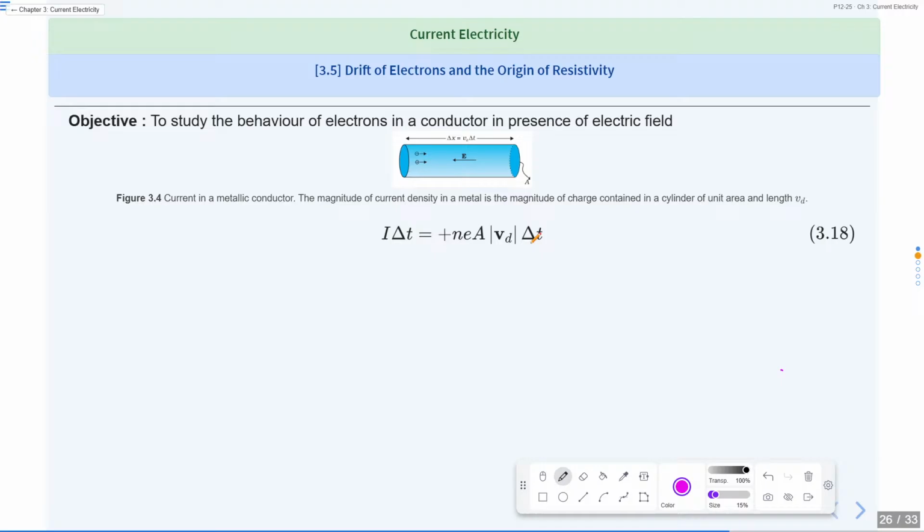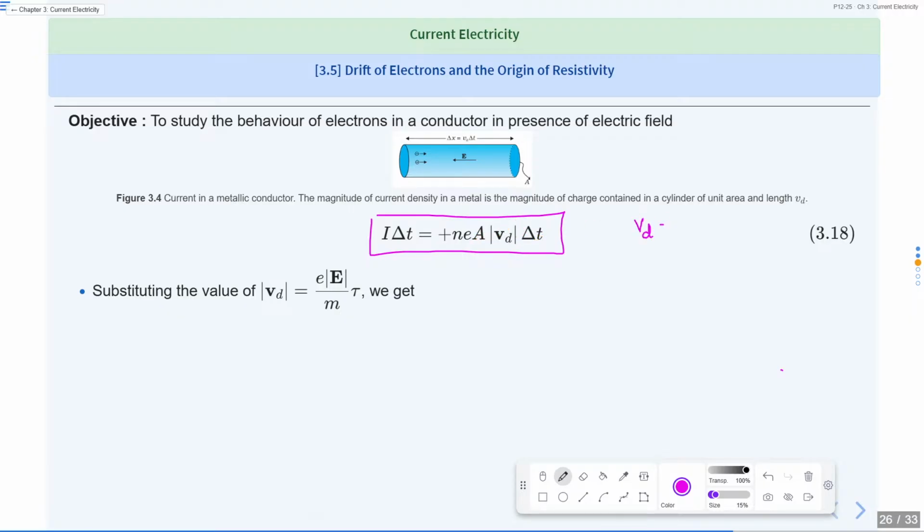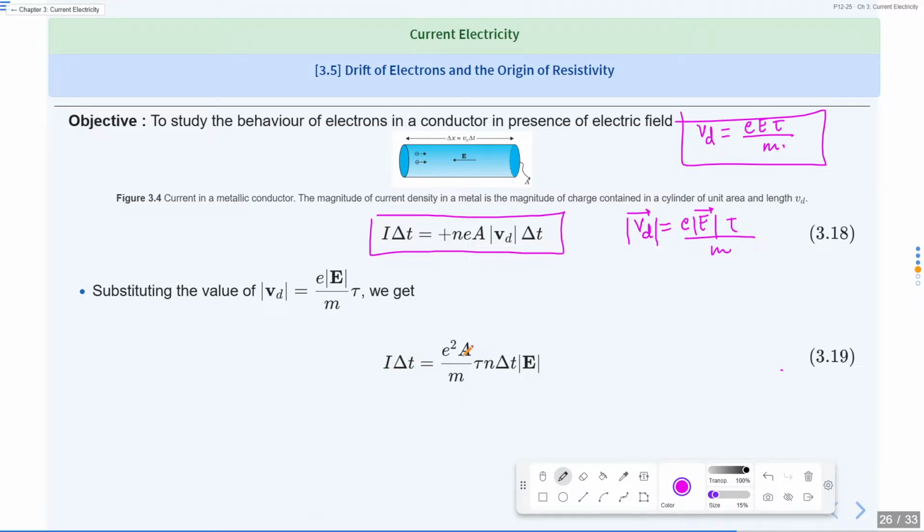Now again we have come to this expression, I delta T equal to n e A Vd delta T. From here we can put the formula for Vd, that is E tau by m, if we are considering the magnitude of the electric field. You can write the magnitude directly without any vector sign or mod. That is the expression for drift velocity. So we put it in this expression, and I delta T becomes e square A tau n delta T E upon m.